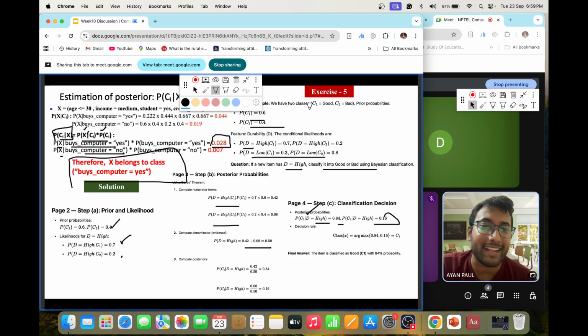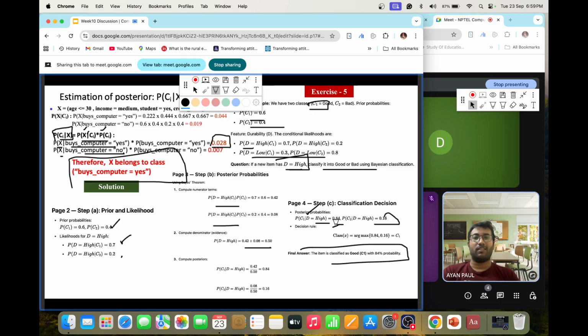So C1 is our good class, so we can easily say that this high belongs to our C1 class. Okay, so this is the complete thing. So the item is classified good with probability 84%, that you can easily see. Okay, so this is the thing.